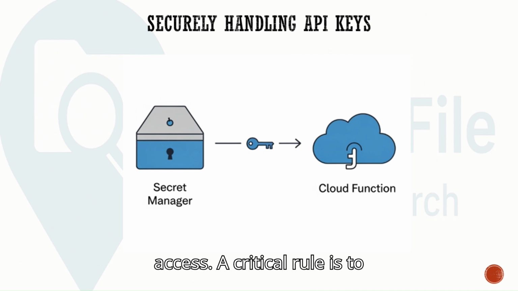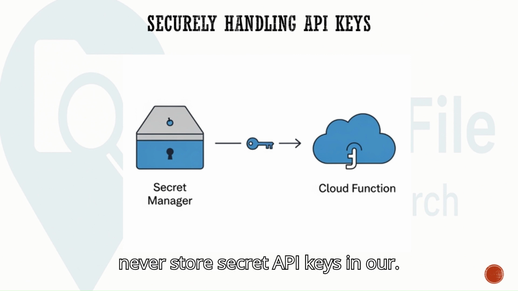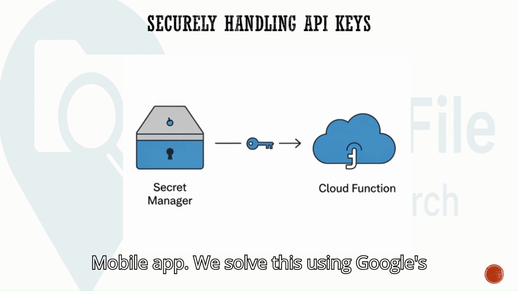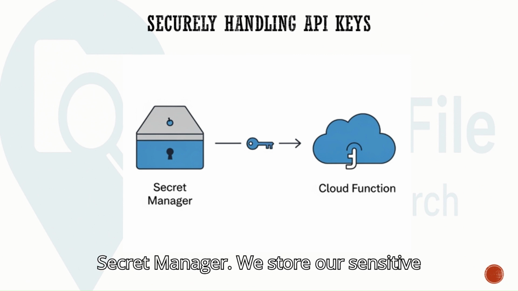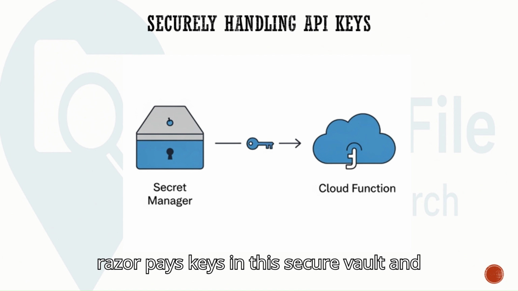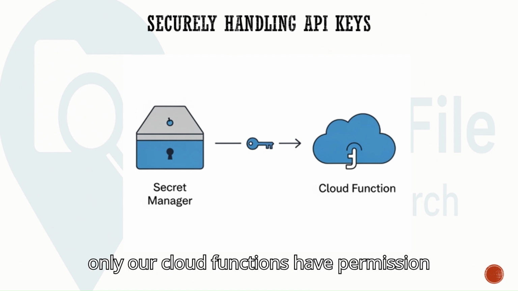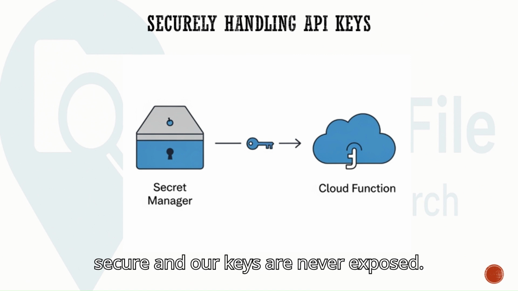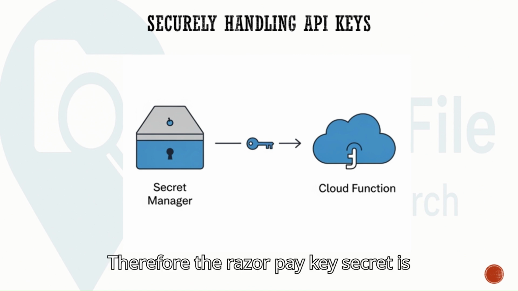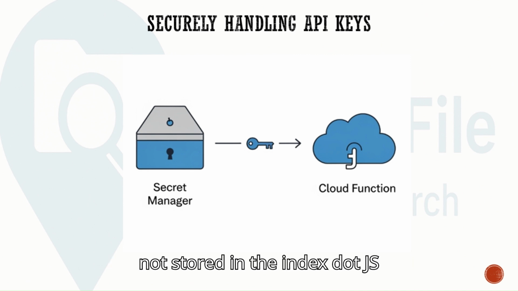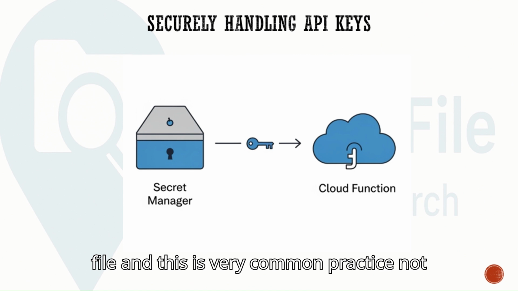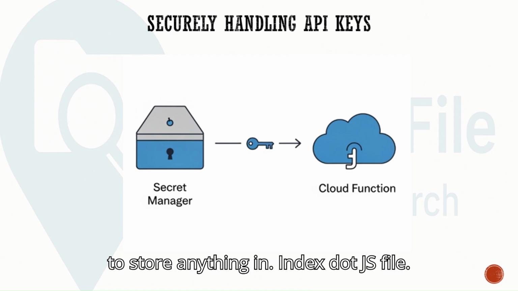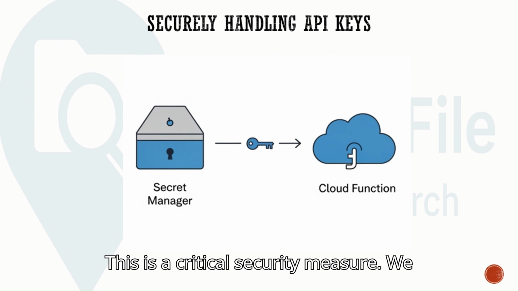A critical rule is to never store secret API keys in our mobile app. We solve this using Google's Secret Manager. We store our sensitive Razorpay keys in this secure vault, and only our cloud functions have permission to access them. This ensures our app is secure and our keys are never exposed. Therefore, the Razorpay key secret is not stored in the index.js file, and it is very common practice not to store such things in the index.js file. This is a critical security measure.